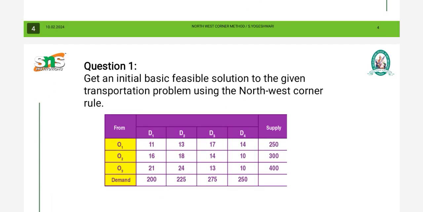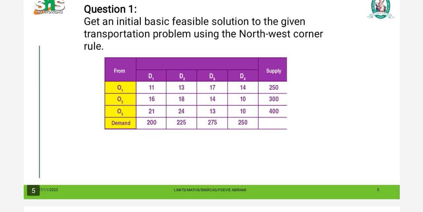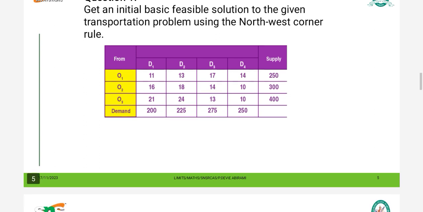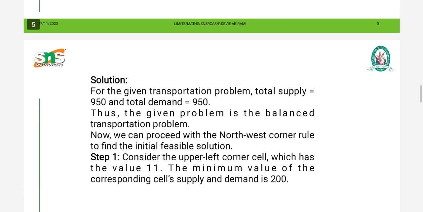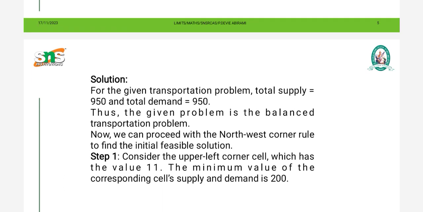So now consider the northwest corner rule. You have to check in this problem whether it is a balanced transportation problem or not. If it is a balanced transportation problem, we can continue. For example, you have the supply as 250, 300, 400, and the demand as 200, 225, 275, 280. We will add all those values. The total supply is 950 and the total demand is also 950. It is equal, so we can continue the problem.